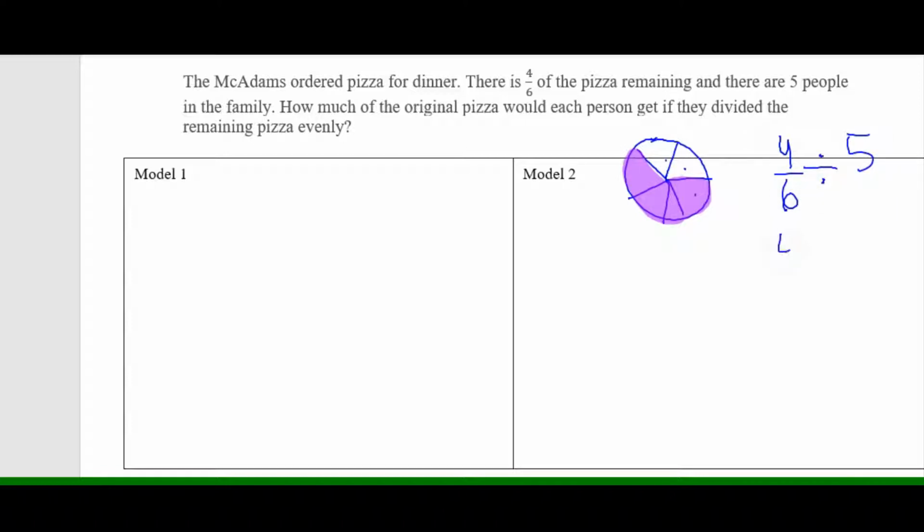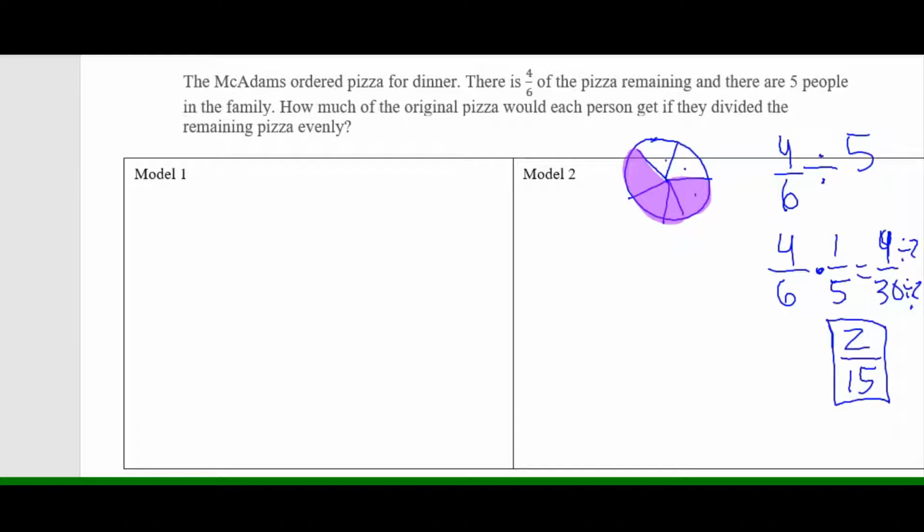So I need to see what each person will get. So I need to multiply by the reciprocal. So this is the calculation that you would have to do, and that will give us 4/30. Then we can simplify that by dividing the numerator and denominator by 2, because we have two even numbers. 4 divided by 2 is 2. 30 divided by 2 is 15. So each person will get 2/15 of the pizza.